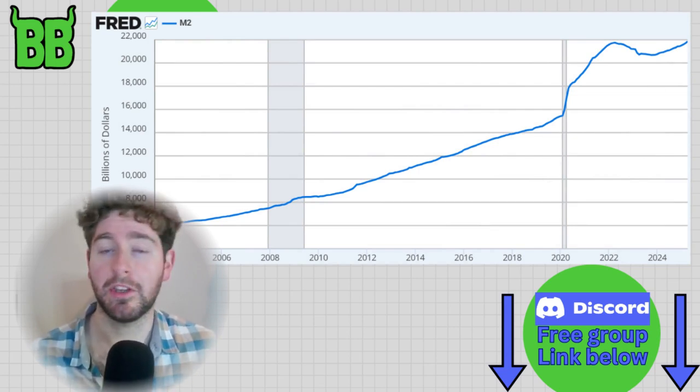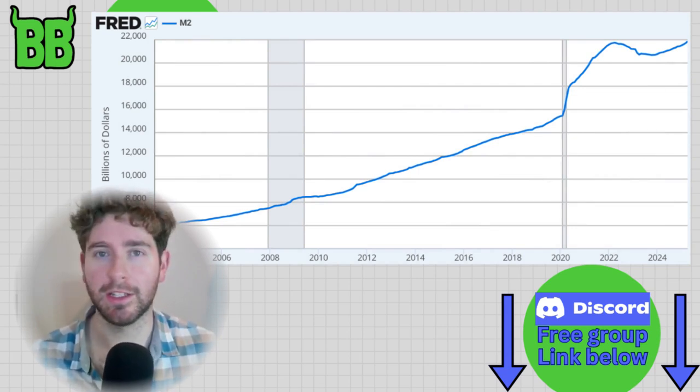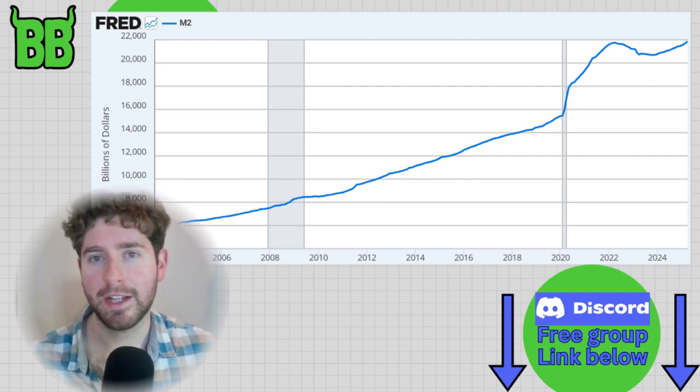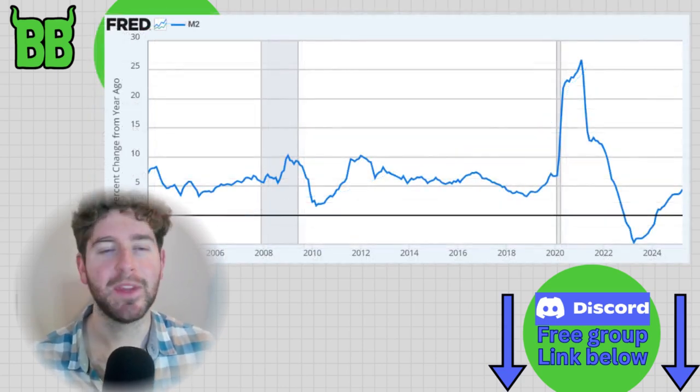Now, is that number huge? 22 trillion sounds like a lot, but it's kind of meaningless. What we care about is the rate of change. How is that amount of cash changing year to year? So we are going to change that chart now to a year-over-year change in that money supply.